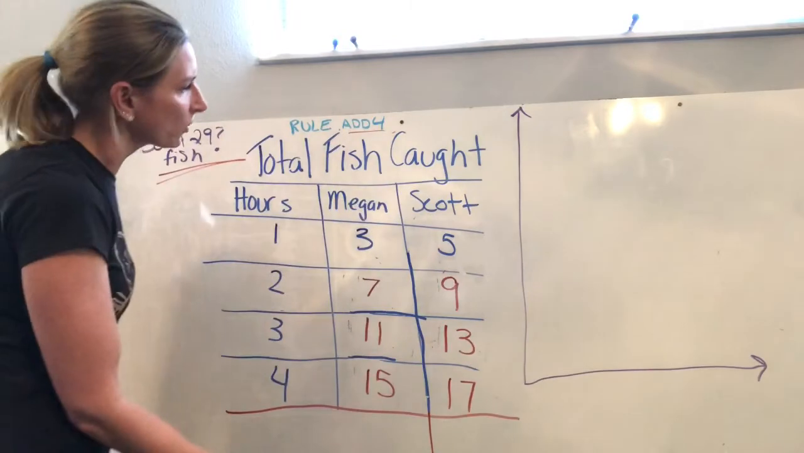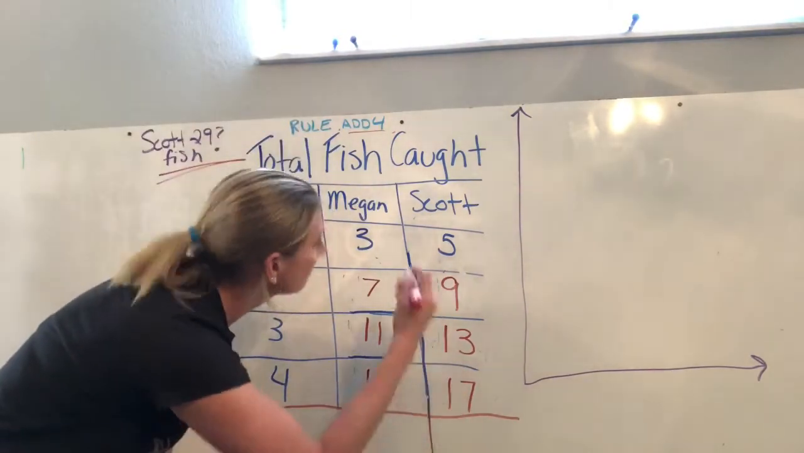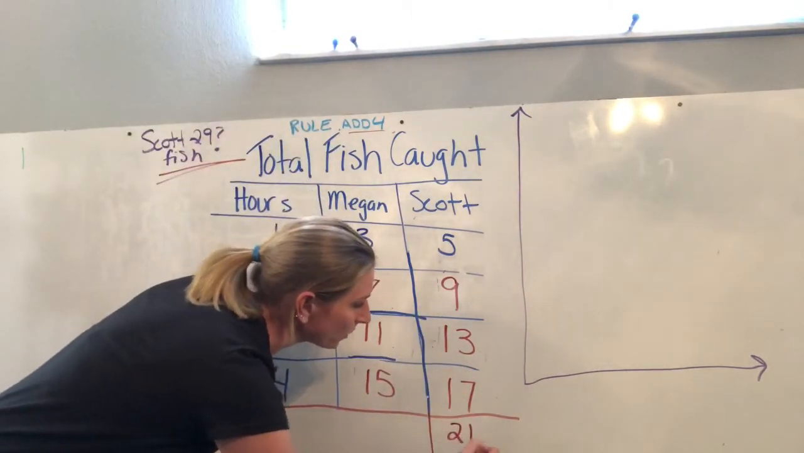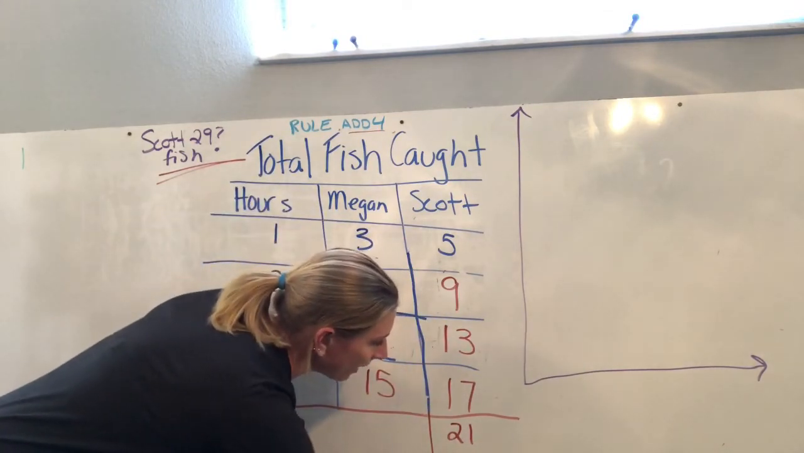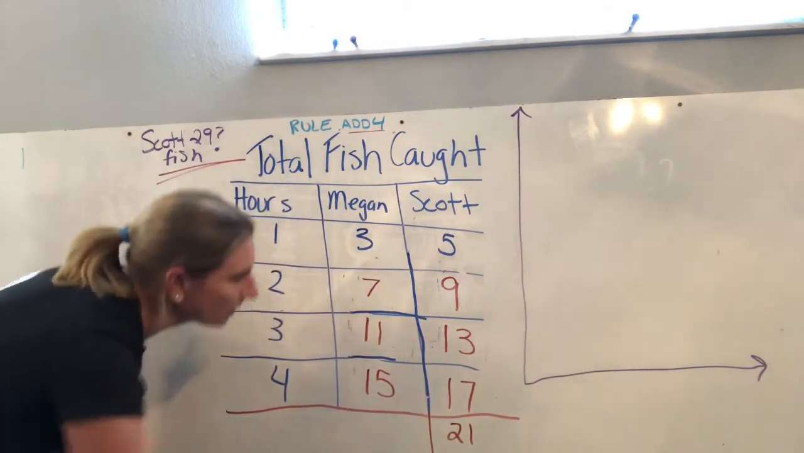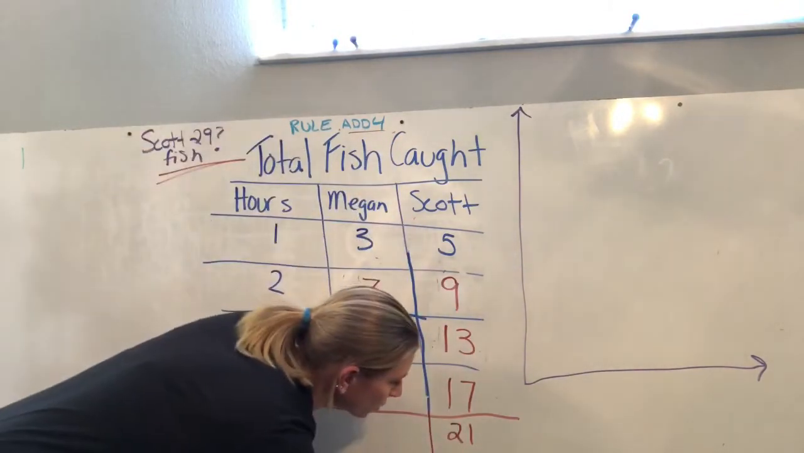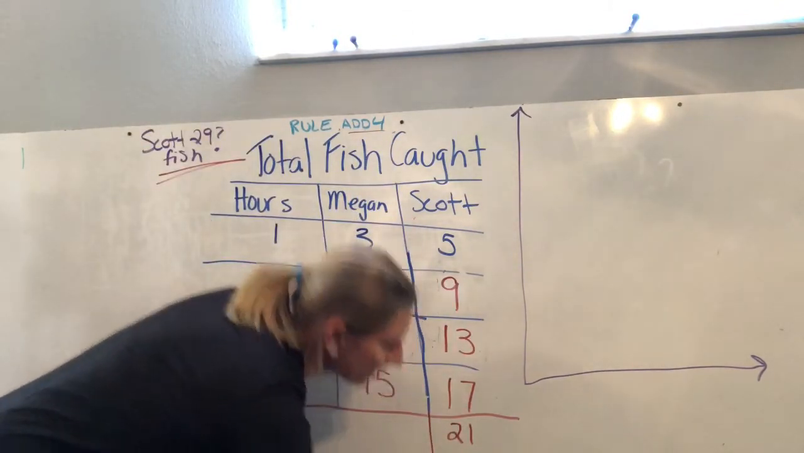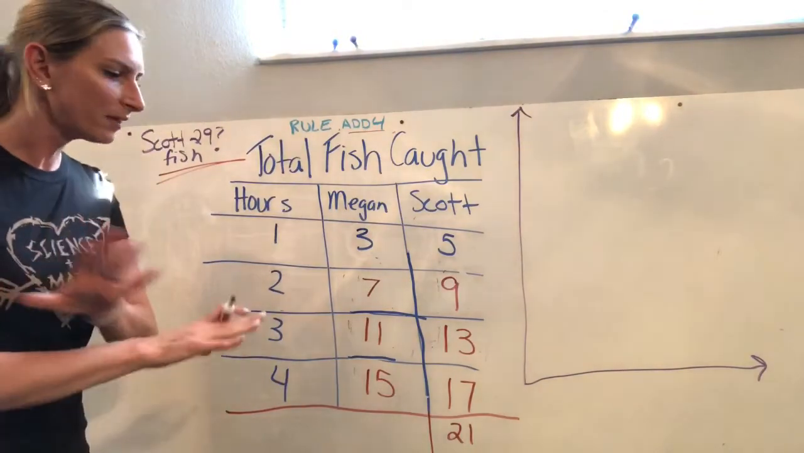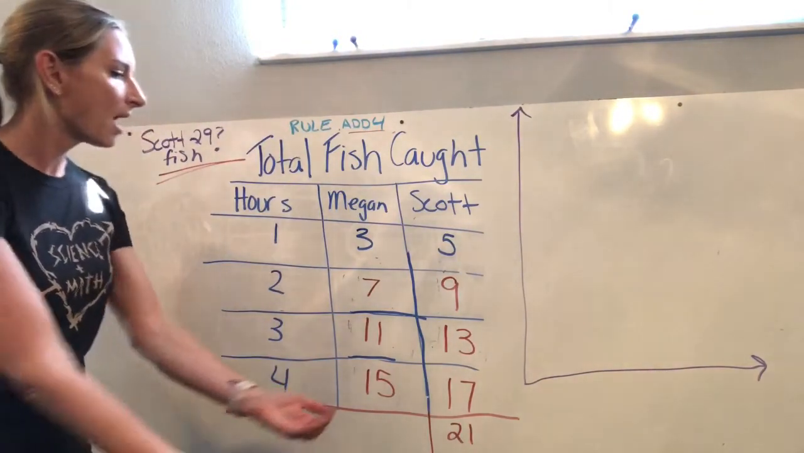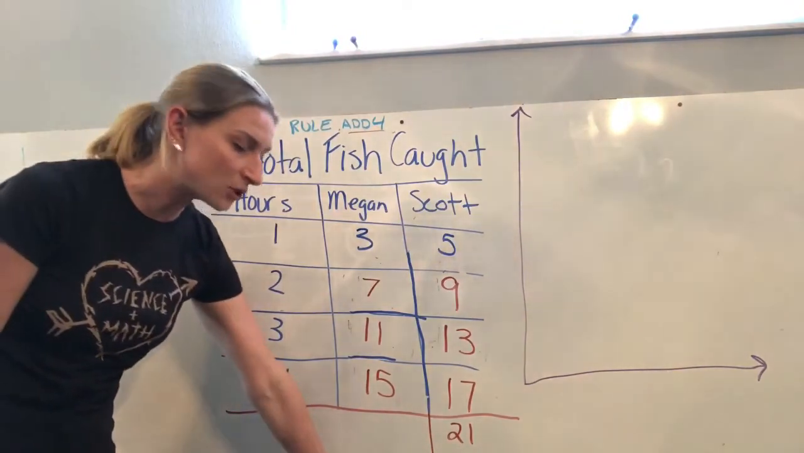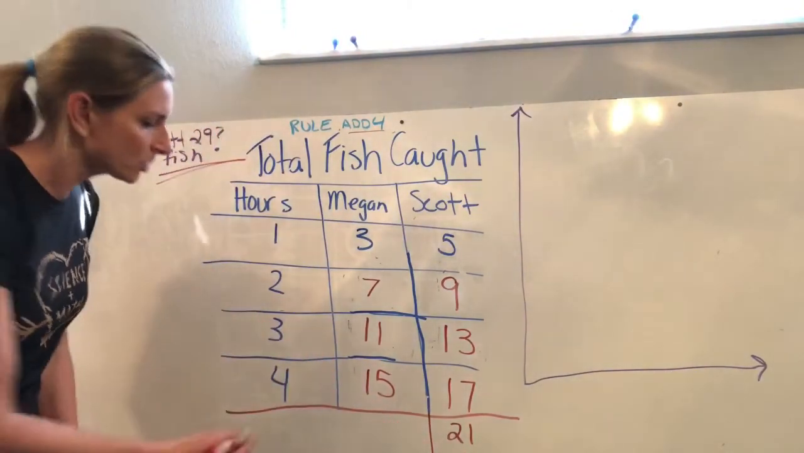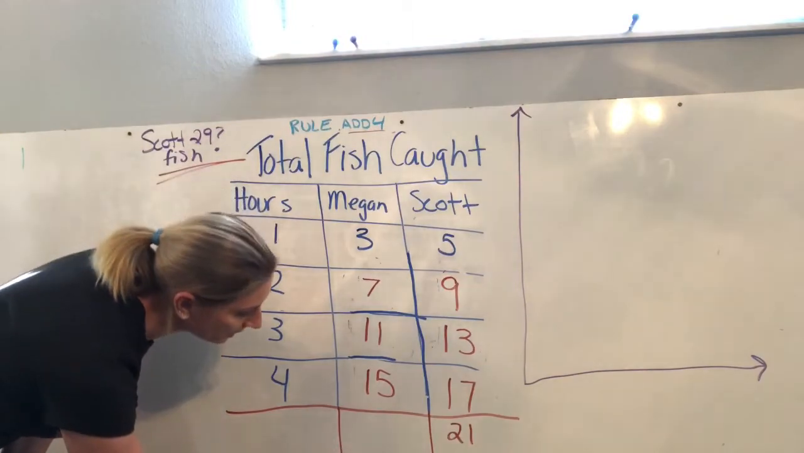I'm gonna draw some more lines so I keep everybody straight. So let's add 4 to Scott, so I'm gonna have 17 plus 4, which is gonna be 21. 21 plus 4, which is 25. Need one more line. 25 plus 4 is 29. Okay, I hit 29 fish with Scott. That's my cutoff. I know to stop. I have to now work Megan's rule to get to how many fish she will catch when Scott has 29. So I'm going to extend my table down here.